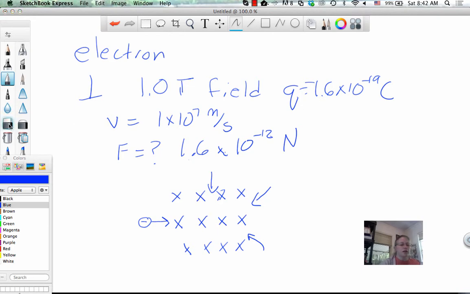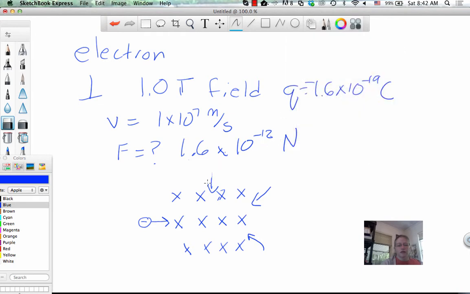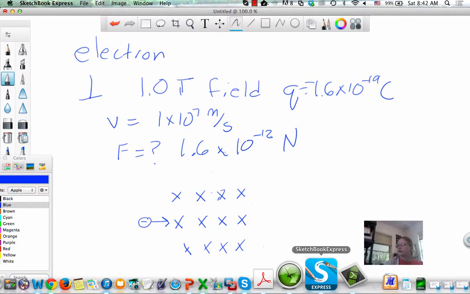Okay, but let's look at what happens in this particular example as it moves into this magnetic field. What direction is the force on the electron? Down, towards the bottom of the page.